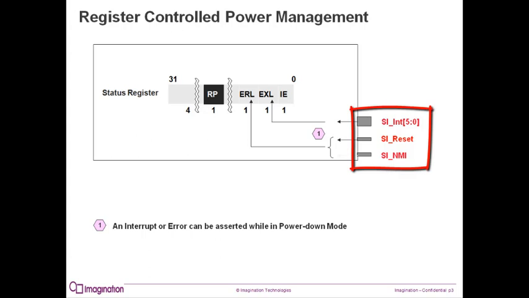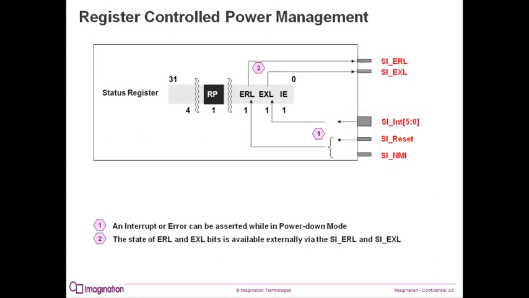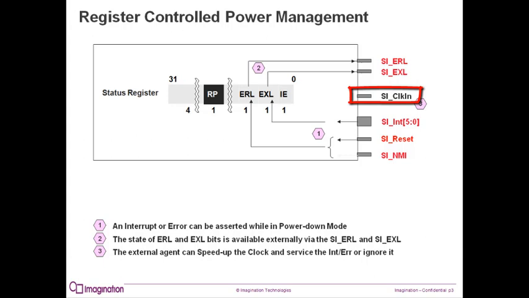When running at a zero clock rate, the system interface interrupt, reset, or non-maskable interrupt pins can still signal the core. The core in turn can signal the external interface through the system interface ERL pin if it detected a reset or non-maskable interrupt, or through the system interface EXL pin if it detected an interrupt. The external system interface can then determine if it wants to increase the clock speed to service the event.